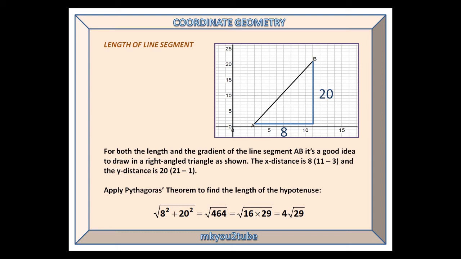If it seems ridiculous that we might know that 464 is 16 times 29, have a look at the 8 and the 20 we found originally. 8 and 20 are 4 times 2 and 5 respectively. 2 squared plus 5 squared, square rooted, is root 29, which is then multiplied by 4 to give the total length.